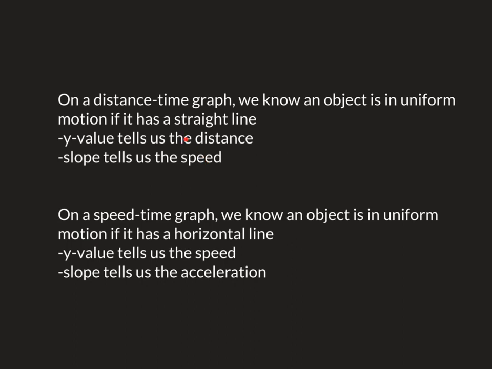All right, and if I gave you a graph, you should be able to tell me how fast it's going and tell me how far it's going at any particular point. On a speed time graph, we know that an object's in uniform motion if it's a horizontal line. All right, so again, you have to double check. If I give you a graph and say, is this uniform motion or not? Double check to see if it's a speed time or a distance time graph. On a speed time graph, we're looking for the line to be perfectly horizontal.